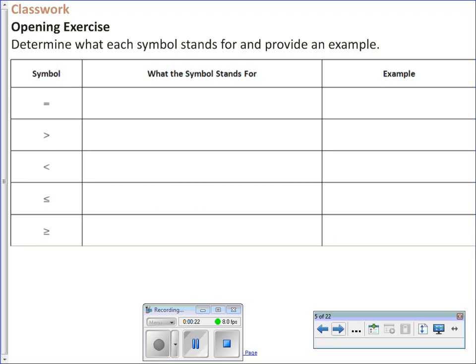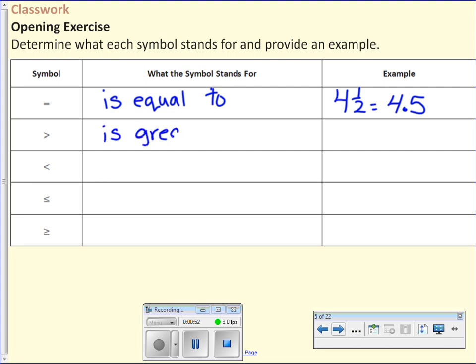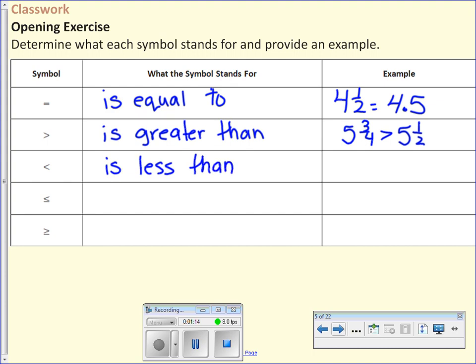So let's take a look first by reviewing some vocabulary. Okay, so what does that first symbol mean? Equal. Right, so is equal to. So 4.5 is equal to 4.5. What's the next symbol? Greater than. So 5 3/4 is greater than 5 1/2. Next symbol? Less than. So 4 2/5 is less than 4 3/5.